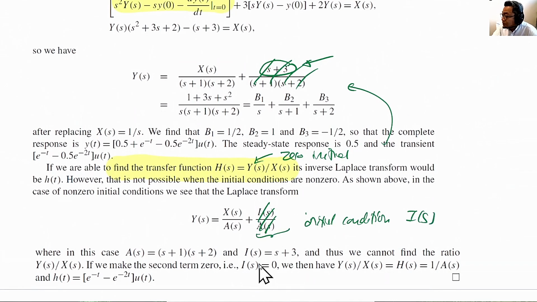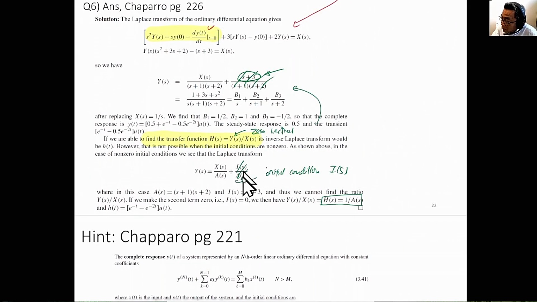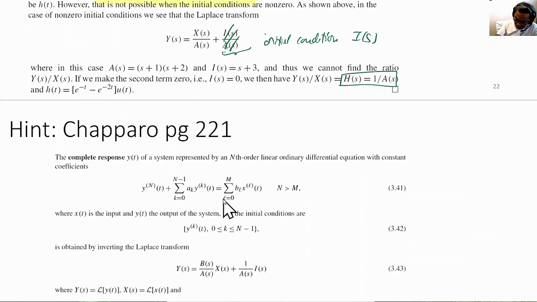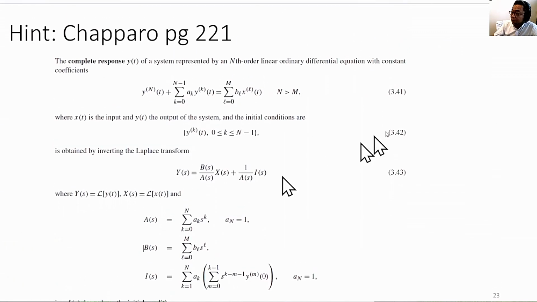So by setting the initial condition to 0, we have Y(s) over X(s), which is this expression here. We can find the transfer function in the s domain, and hence we can find the impulse response in the time domain by simply doing the inverse Laplace transform. To show you why this is due to the initial condition, we give you a hint in the next page. I extracted this from Chaparro's text, page 221. With that, thank you.